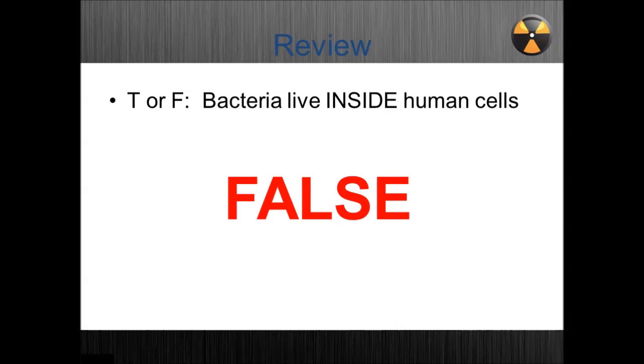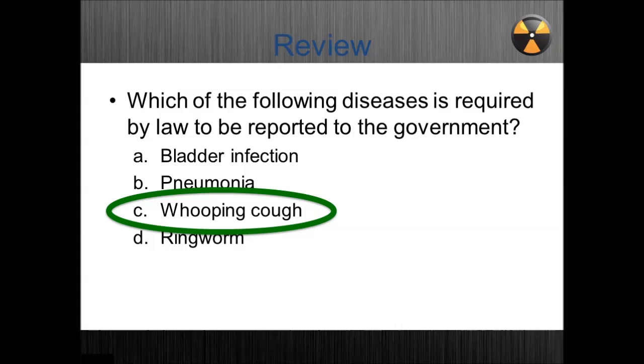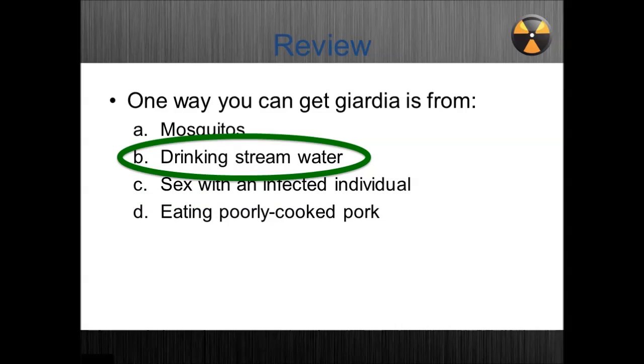All right, you ready? Let's see how you did. Bacteria live inside human cells? False. Which organisms live inside the cells? Viruses. Nice. Which of the following is required by law to be reported? It's whooping cough. Okay? That's how we know, and it's a very nasty disease, but it is treatable. One way you can get giardia is from drinking the stream water. That's right. Be very careful.